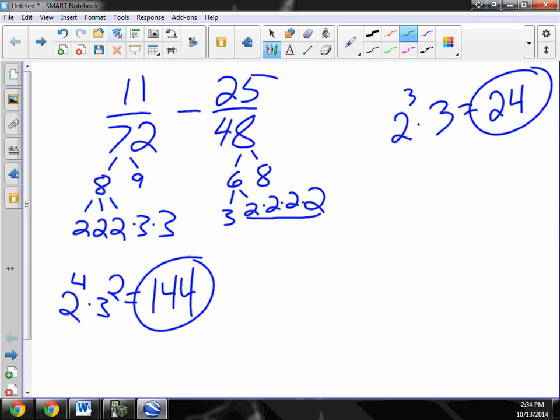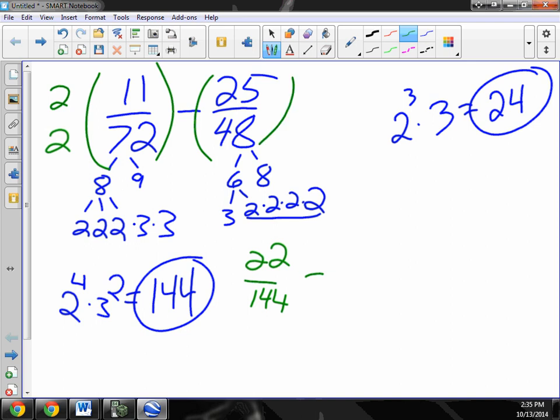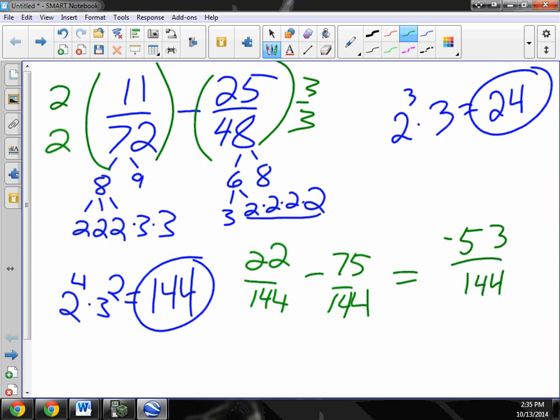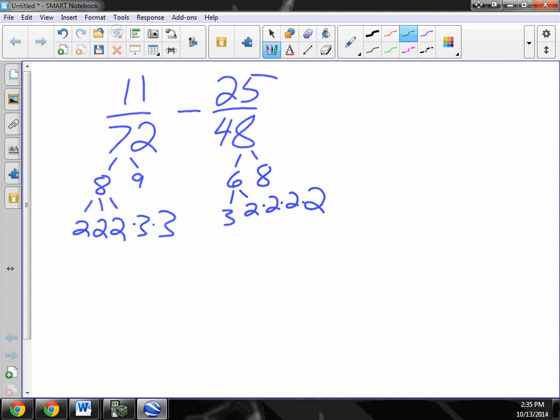So, what am I going to times this one by? That's missing a 2. So 22 over 144 minus, what is this one missing? It has 2 to the fourth and it has a 3, so it needs 3 over 3. So that would be minus 75 over 144, which is negative 53 over 144. And 53 is prime, so that doesn't simplify. Okay, let's try another one.